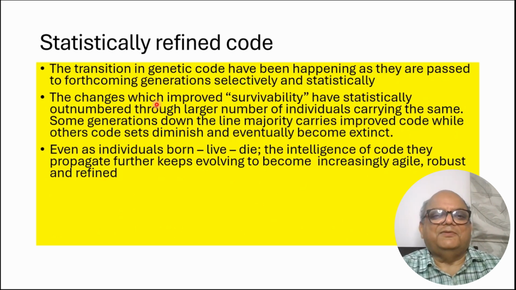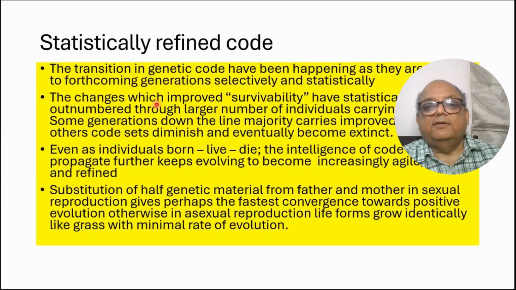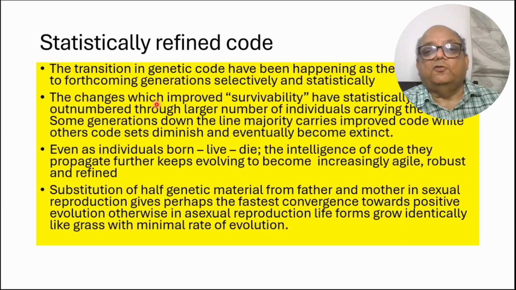There are so many checks, balances, cross checks. Substitution of half the genetic material from father and mother for sexual reproduction is the fastest convergence towards positive evolution. Otherwise, you would have asexual reproduction, as in grass. Life forms would grow like grass with minimal evolution. There would hardly be any improvement from generation to generation. It would stay the same. But human beings have been a highly evolving species, and so also are the mammals. Clearly that thing is happening.